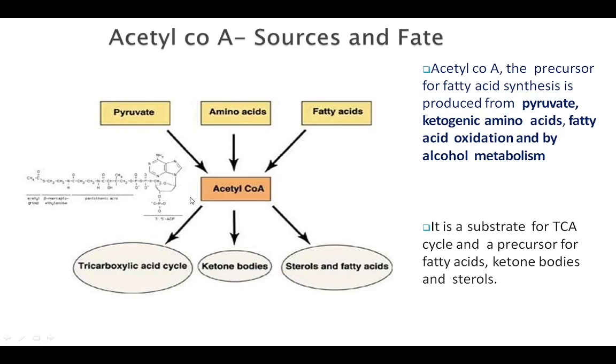I'll take that class. And you know that the most important function of acetyl coenzyme A is in the TCA cycle, right? So that you already know. So this is the source, this is the fate. From pyruvate, from ketogenic amino acid, from fatty acid, acetyl coenzyme A is coming, and then it forms fatty acid, steroid, ketone bodies, and enters the TCA cycle.